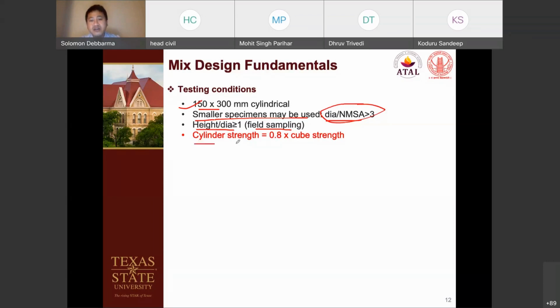And sometimes, if we are not able to go for the cubical molds, and if there is a provision that only the cylindrical compressive strength can be determined, then we can calculate their cubical strength based on this equation. So cylindrical strength is 0.8 times that of the cube strength, right?